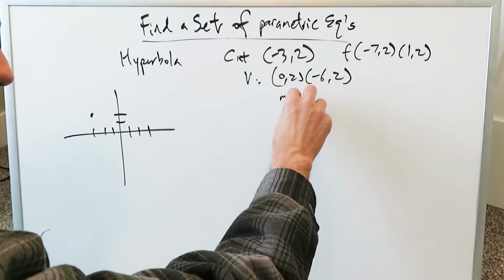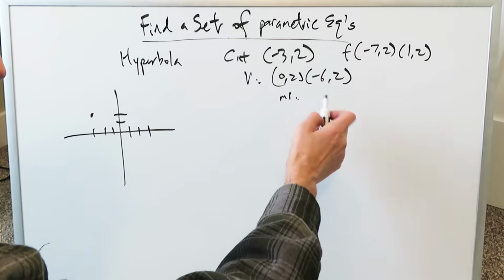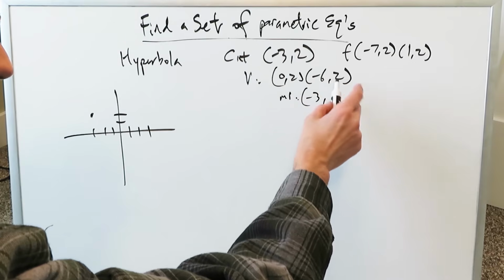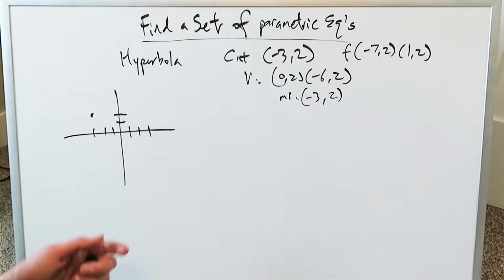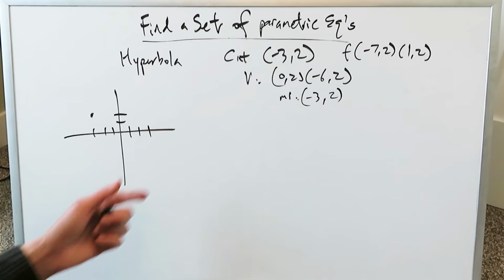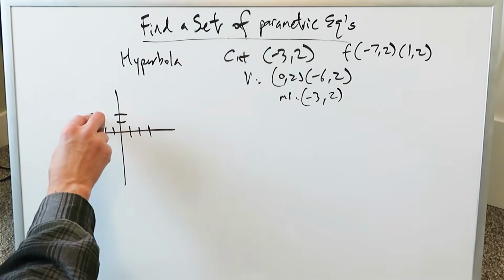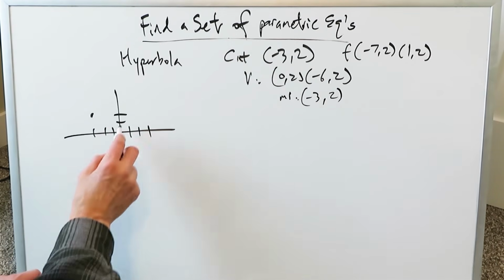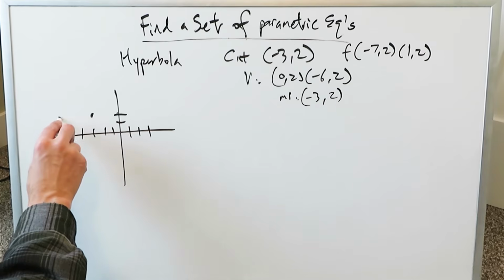The midpoint of this right over here would be 0 plus minus 6 divided by 2, which is a minus 3. And then 2 plus 2 divided by 2 is a 2. That would be your center. Your center is right here, minus 3 comma 2. And your vertices are 0 comma 2 and minus 6 comma 2.